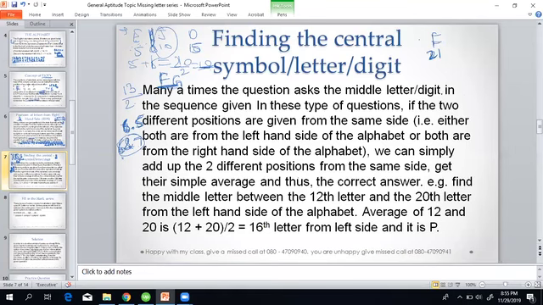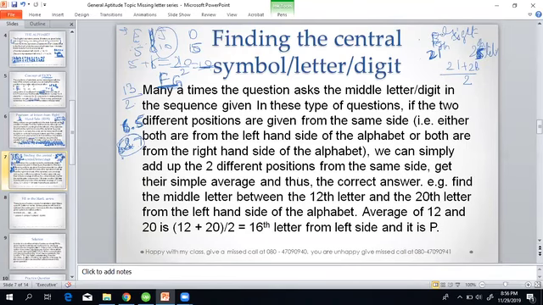Okay, now if the question says both positions are given from the right hand side, let's say it asks for the middle letter between the 21st letter and the 26th letter from the right hand side. So from the right hand side, we have to do the same thing. 21 plus 28 divided by 2. Sorry, this is 26, or says 25.